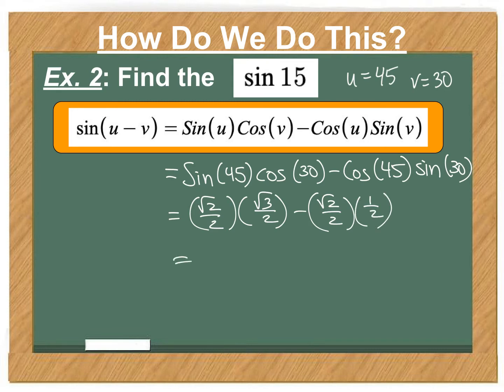You're going to see a lot of square roots of 6's, square roots of 2's. So this is the square root of 6 over 4. Now it happens to be minus the square root of 2 over 4. And that would be our answer here.